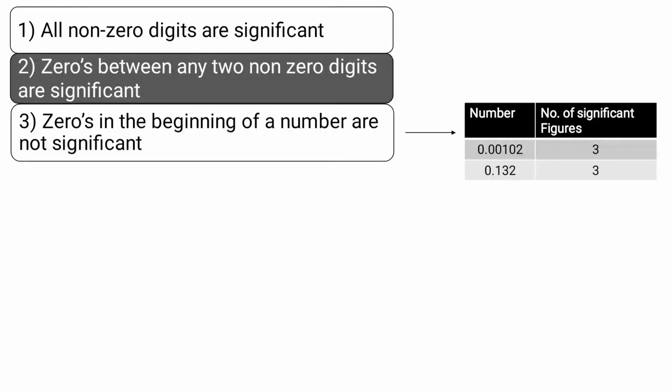0.00102 and 0.132. In both these numbers, there are zeros which are present at the beginning. In the first example, there are 3 zeros at the beginning. In the second example, only 1 zero is present at the beginning. So these zeros, we are not taking them into consideration. Therefore, the total number of significant figures in the first example is only 3, whereas the number of significant figures in example 2 is also 3, because the zeros which are present at the beginning are said to be non-significant.